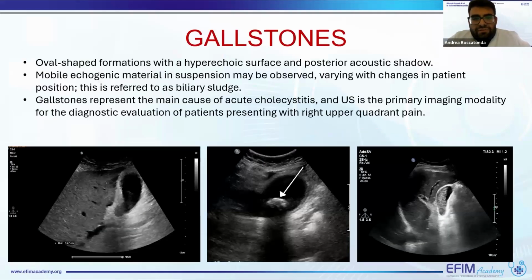And in particular, the most frequent disease is surely the presence of gallstones that we see as an oval-shaped formation with a hyperechoic face and posterior acoustic shadow. This formation can be mobile depending on the position of the patient, and it could be a gallstone or, when there is an echogenic material of small dimension, we can refer to it as biliary sludge. And it's important to remember that gallstones are the main and principal cause of acute cholecystitis.